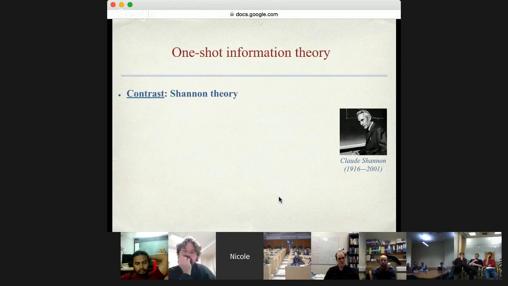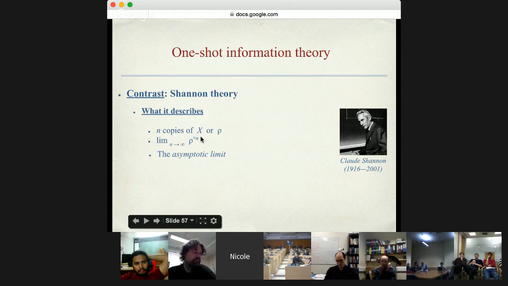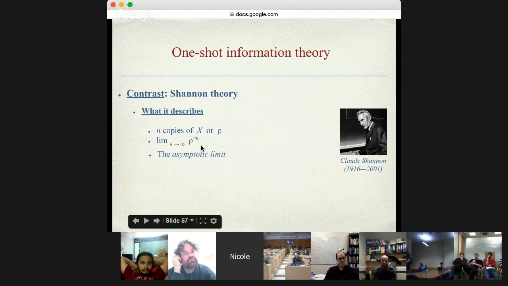What is one-shot information theory? Well, what is it not? It's not Shannon theory. From it we can recover Shannon theory. So, what is Shannon theory? Suppose that we are dealing with some random variable x or some quantum state rho. Now, suppose that you have many copies of this variable or state, and consider the limit as the number of copies approaches infinity. We call this the asymptotic limit.